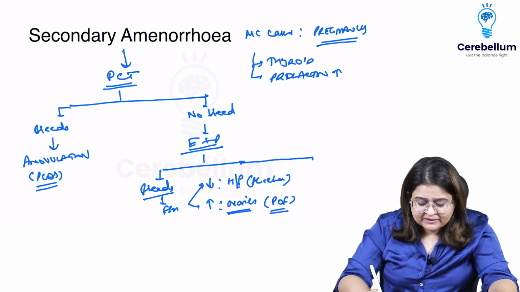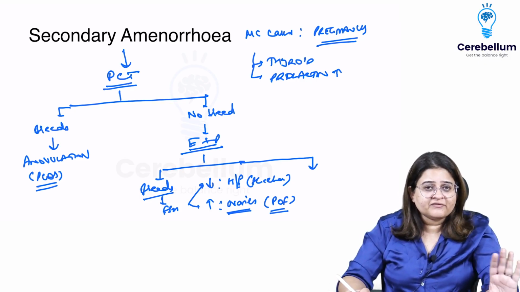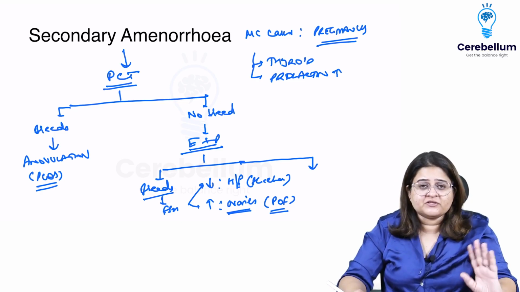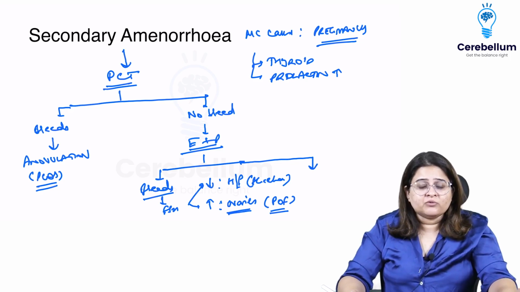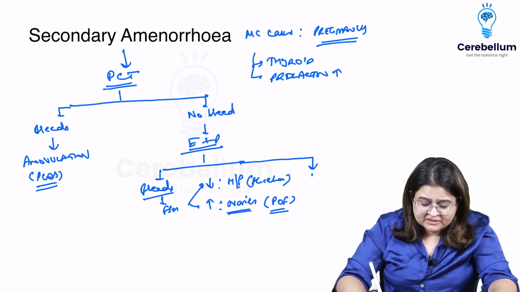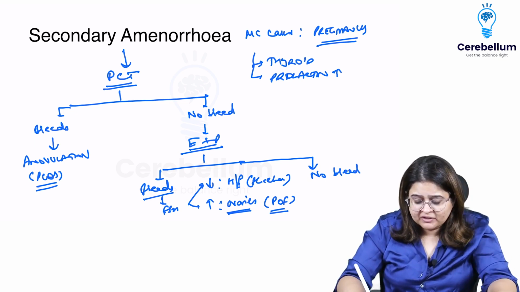Okay, so that is when she bleeds. If she bleeds, that means there's a problem in the HPO axis. How to identify where the problem is? By doing an FSH. FSH is low, problem is in the hypothalamus-pituitary. FSH is high, problem is in the ovaries. What if she doesn't bleed? There's no bleeding on giving estrogen or progesterone. That means the problem is in the uterus.